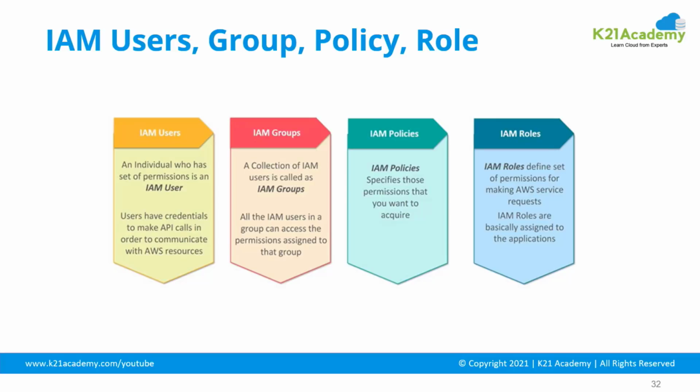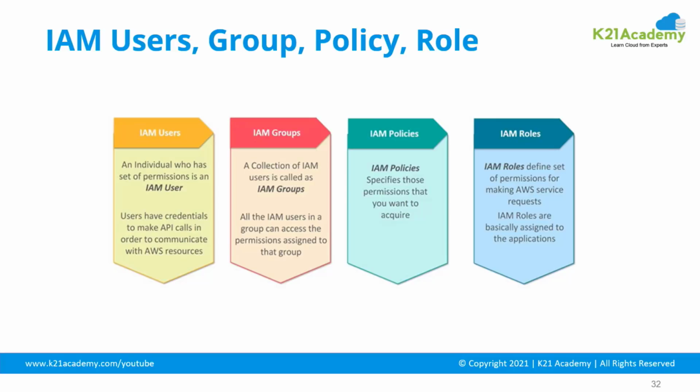So that's IAM users. Whereas a group is a collection of IAM users which have a similar set of permissions. So I can say, take one department, put them into one group and give them a specific access. All the IAM users in a particular group can access the resources by giving that group a specific set of permissions. The IAM policies specify the permissions that you want to give to either a user, a group, or a role.